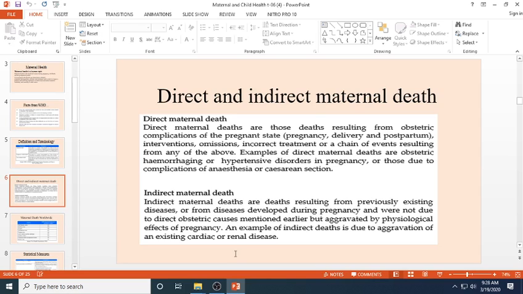In contrast to that, indirect maternal deaths are deaths resulting from previously existing diseases or from diseases developed during pregnancy, and were not due to direct obstetric causes mentioned earlier but aggravated by physiological effects of pregnancy. For example, a maternal death occurs due to aggravation of existing cardiac disease. I think now you can understand the difference between direct and indirect maternal deaths.